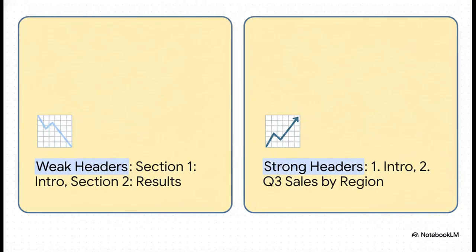Regardless of the specific method you choose, strong headers act as your reader's signposts. A weak header, like Section 2, Results, tells the reader almost nothing. Contrast that with something punchy like Q3 sales performance by region. A busy reader should be able to just scan your headers and instantly grasp the entire message and structure of your report without having to read the paragraphs below.